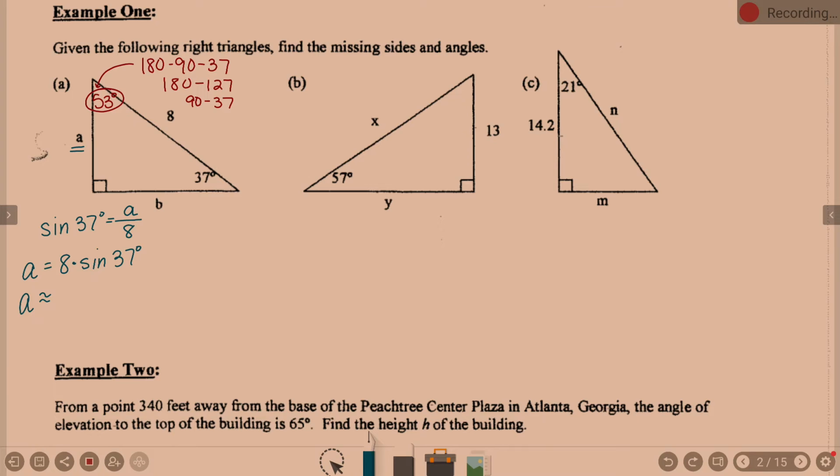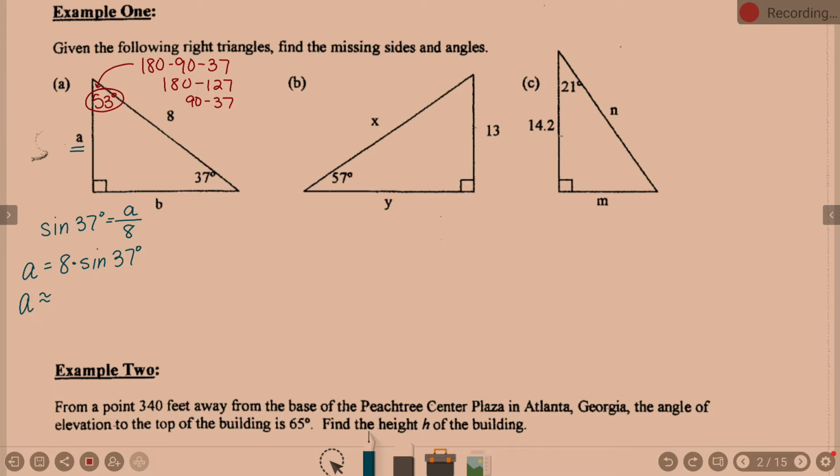Now, here's the deal. We're not multiplying 37 by 8. We're multiplying the sine of 37 by 8. So honestly, if I'm doing this, I'm going to type 8 sine 37, and hit enter. You should get a matching answer with me. If I want to be fancy, I could say 8 times sine of 37.